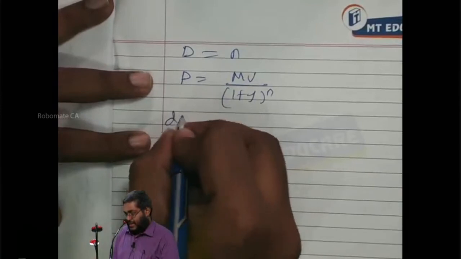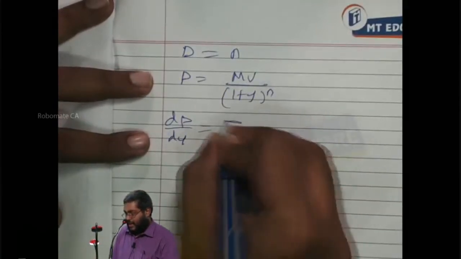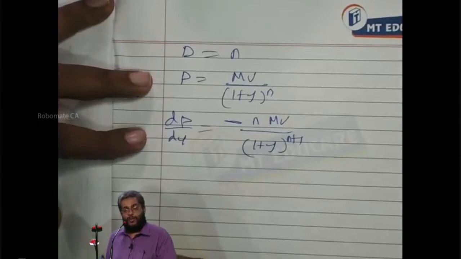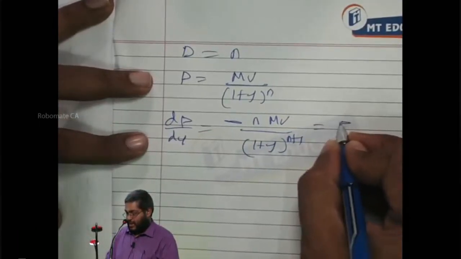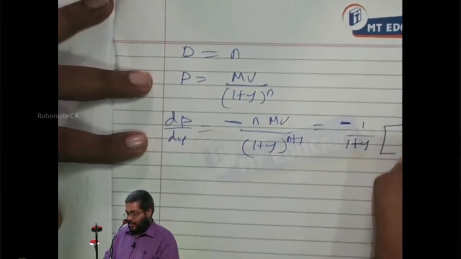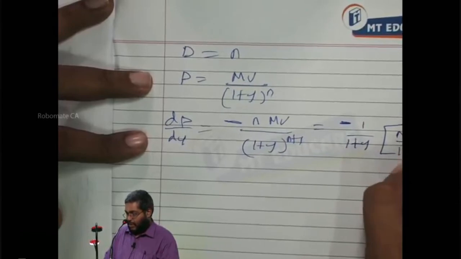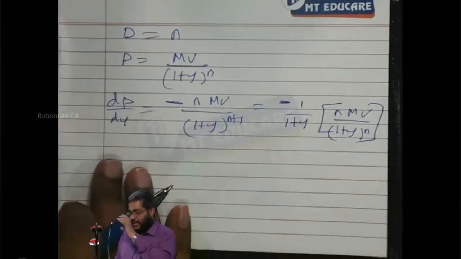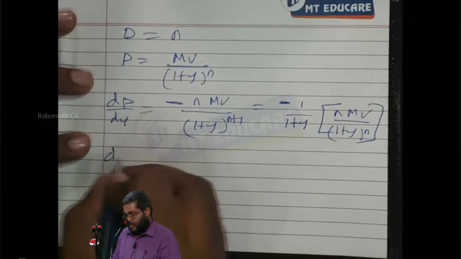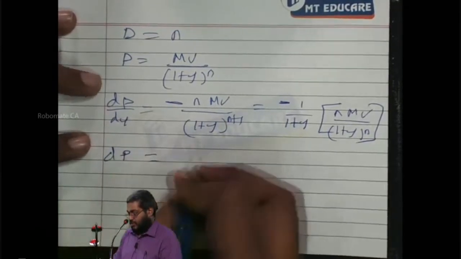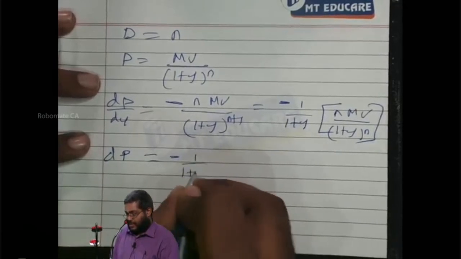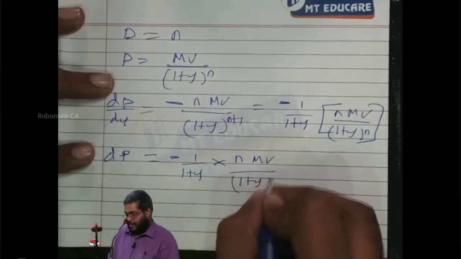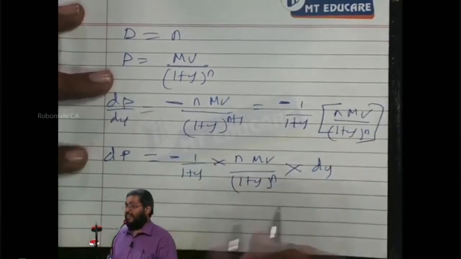I want to differentiate it. dP by dy is equal to minus n times maturity value divided by (1 plus y) power n plus 1. Yes or no? Now, this can be written as minus 1 by (1 plus y) into n times maturity value divided by (1 plus y) power n. I think you are able to understand it or not? Now, this is dP by dy. I take dy to the other side. What happens is dP is equal to minus 1 by (1 plus y) into n times maturity value divided by (1 plus y) power n into dy. Everybody, are you following what I am saying?